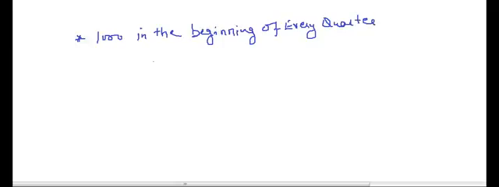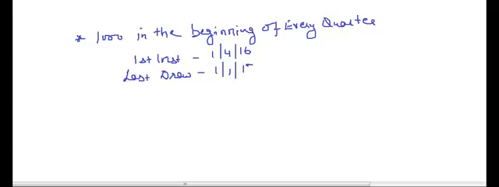Now what will happen? We have 4 quarters, 3 months each. So when will be the first installment? First installment will be on 1/4/16 and last drawing will be on the beginning of the last quarter. Last quarter is January, February and March, and the beginning of the last quarter will be 1st of January 17. Happy New Year.